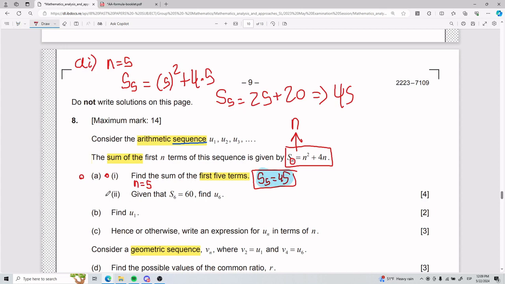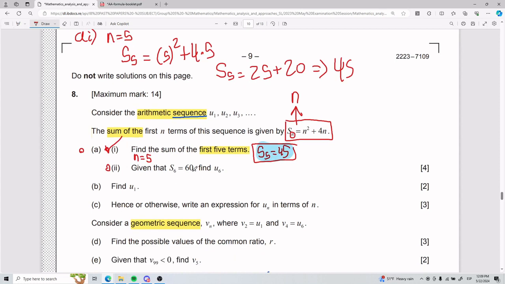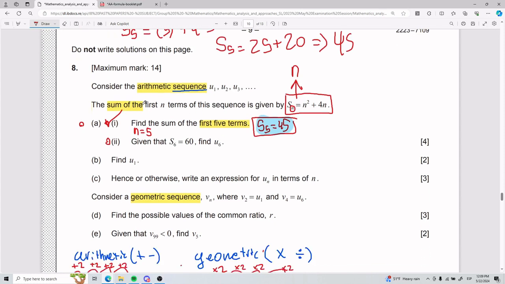For part A double I, we have that given that S of 6 equals 60, find U6. Now before I tackle this exercise, there's a massive thing I want to teach you, okay? First things first, an exercise which has two parts, in terms of like part I and part double I, they're always going to be related.